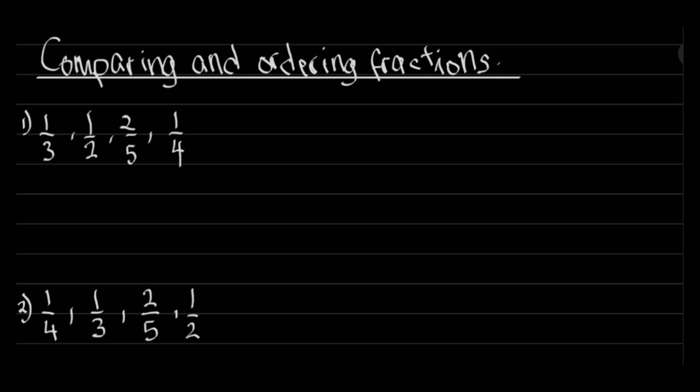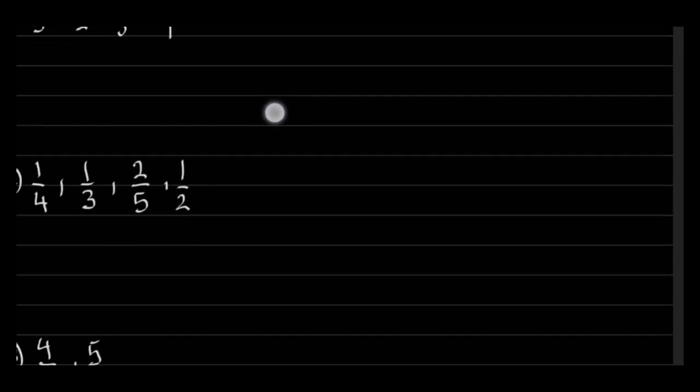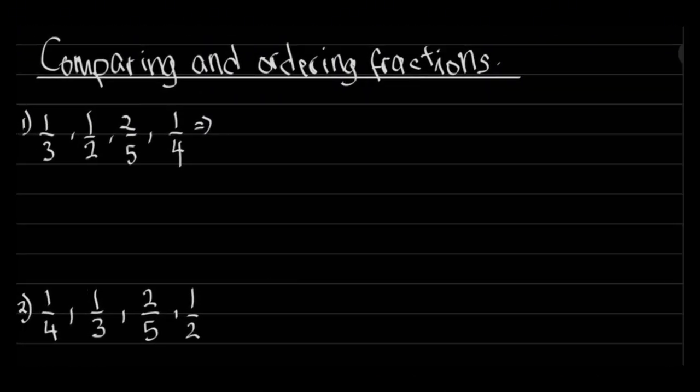Now we are moving on to comparing and ordering of fractions. If we are to order fractions, we have what we call ascending, that is from the least to the highest, and then descending is from the highest to the least. So we are going to arrange these fractions from the least to the highest and then from the highest to the least. And we are going to do that for all the examples listed here.